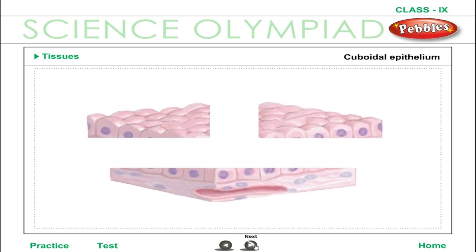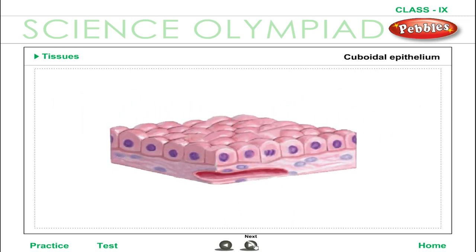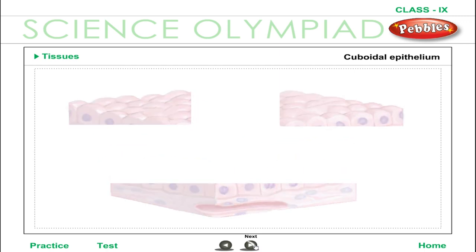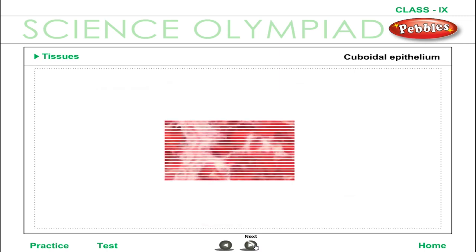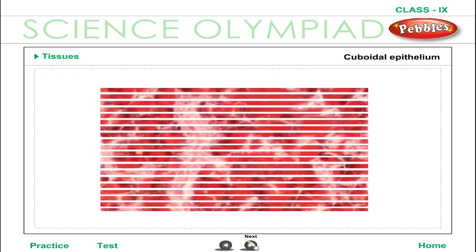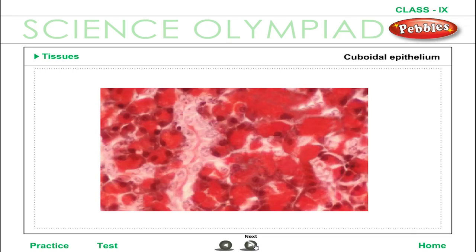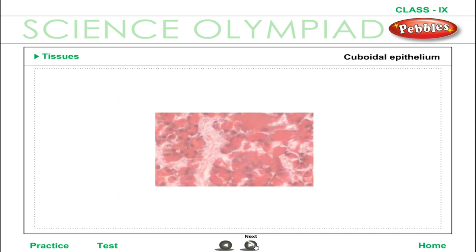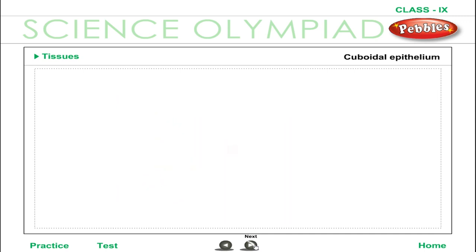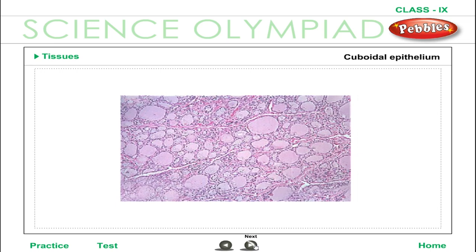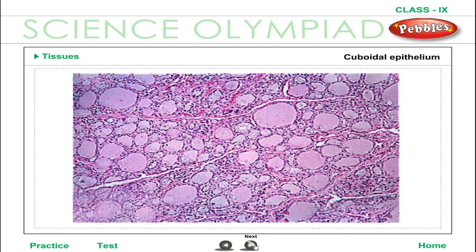Cuboidal epithelium. Cuboidal epithelium with cube-shaped cells forms the lining of kidney tubules and ducts of salivary glands, where it provides mechanical support. Epithelial cells often acquire a secretory function. Sometimes a portion of the epithelial tissue folds inward and a multicellular gland is formed. This is glandular epithelium.